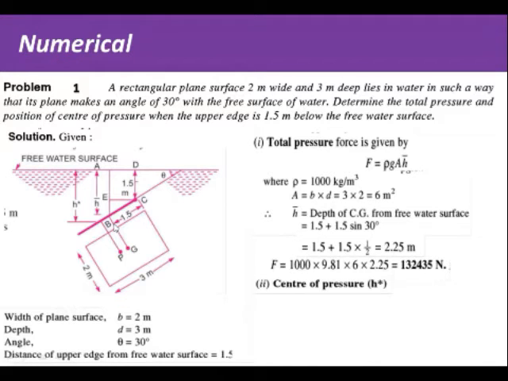After that, the next thing that is asked in the problem is the location of center of pressure H star. That means the distance of this point, center of pressure P, from the liquid surface. We are supposed to calculate this. So we know the depth of center of pressure is given by the formula H star equals Ig.